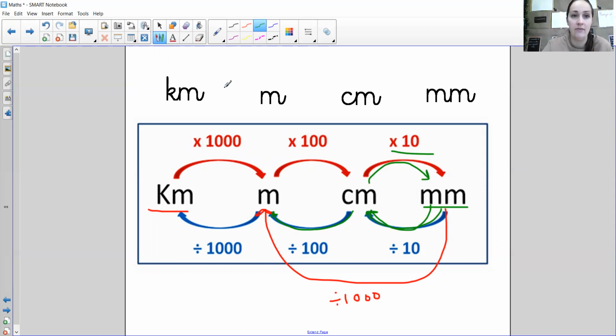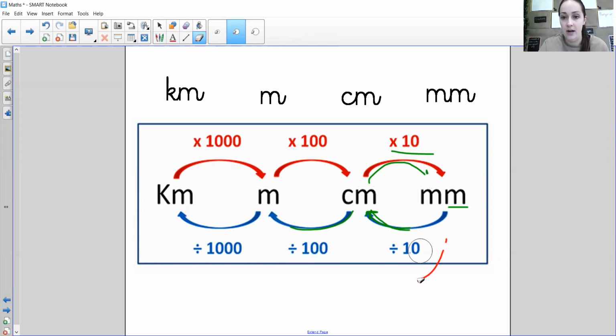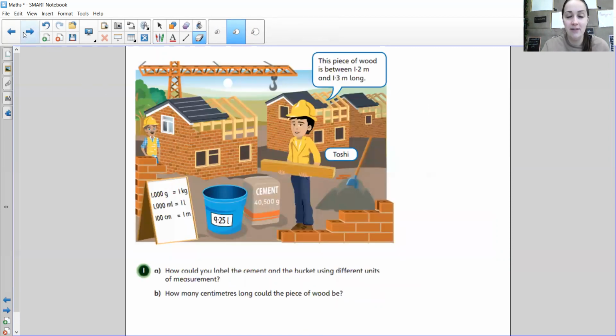So that's the only one that we haven't quite looked at. But hopefully you can see the relationship between those. If I was you, I would write this fabulous diagram down so that you've got it for the rest of the lesson. Okay, right, let's get going then.